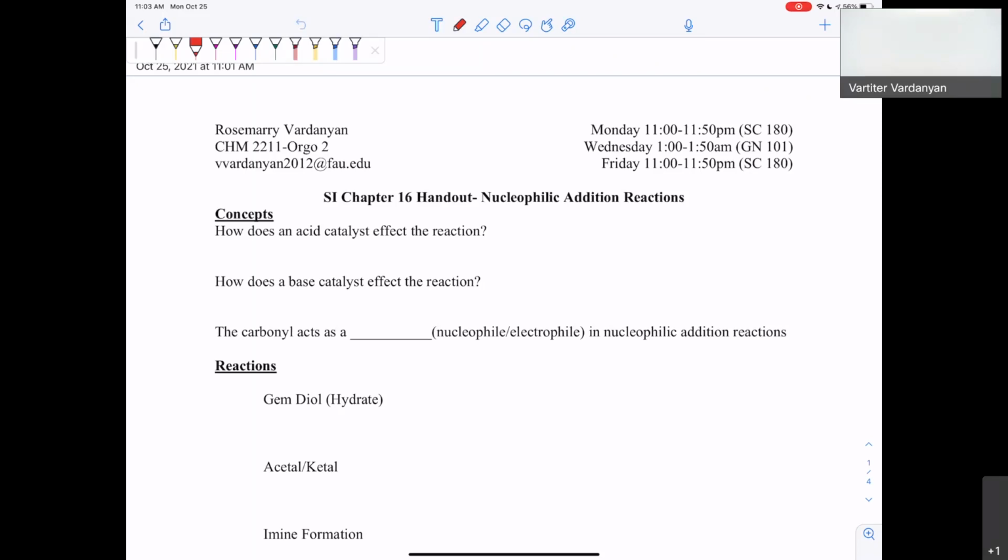So now we're getting back to what we started in chapter 12, which was carbonyls, right? So what reactions of carbonyls did we learn about? Grignards, what did you say? Oxidation reduction, cool.